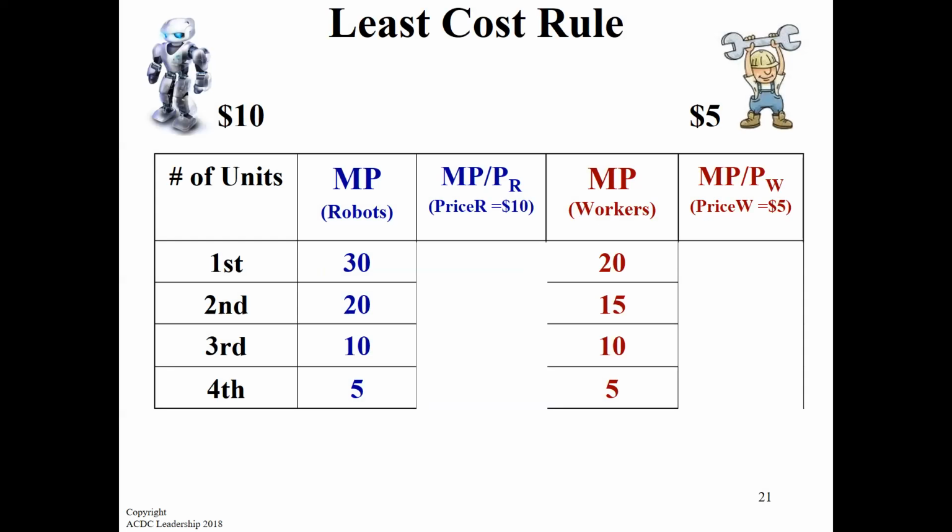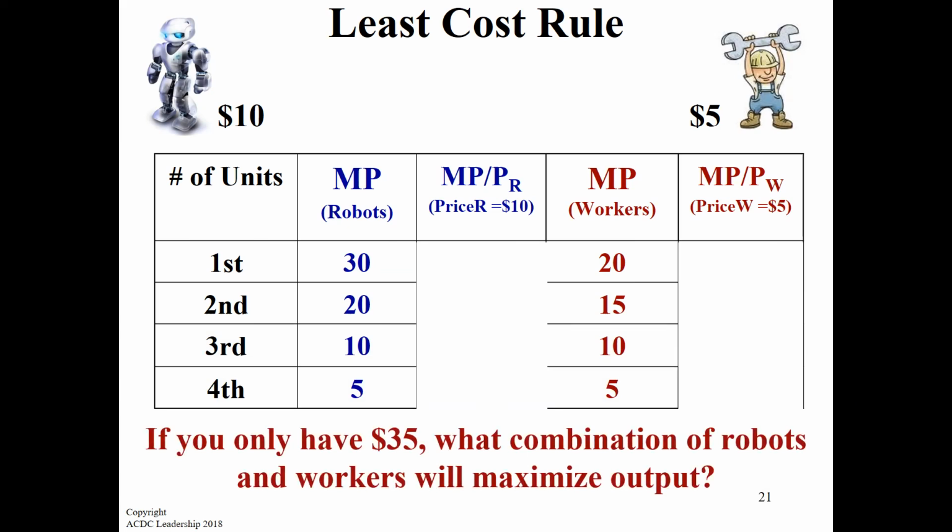Okay, is this chart on the front of your notes? Yeah. All right, I'll give you a minute or two or three to try to figure this out. If you only have $35 and you have to use all 35, what combination of robots and workers will maximize output?